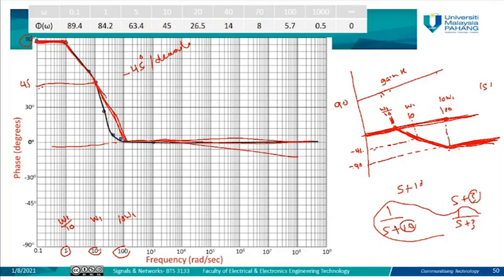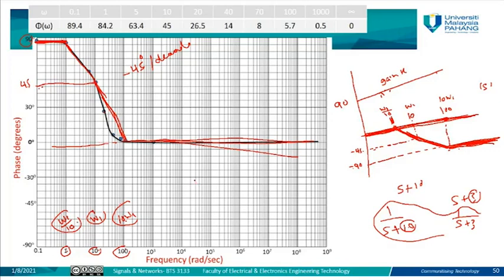Then you need to find what is omega 1 over 10 frequency, what is omega 1 frequency, what is 10 omega 1 frequency. These 3 points will be used to draw the phase angle of your Bode plot. So that means you need to identify these 3 points. In the case of first order zero or first order pole.